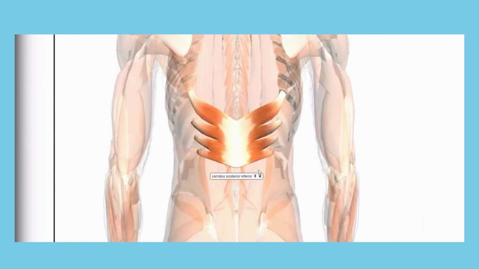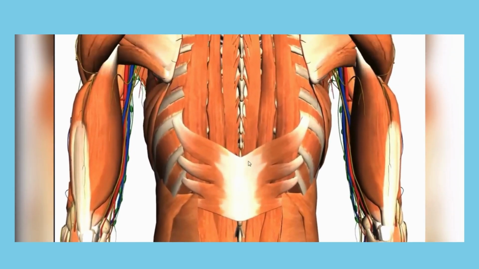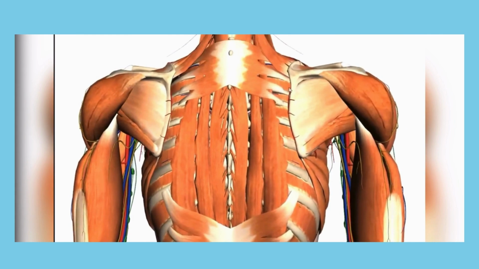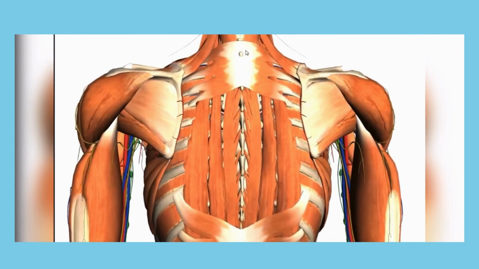As we know, the extrinsic muscles help to control the limbs and help in the respiratory movements, the intrinsic muscles help to control the vertebral column, as well as help to maintain the stability and posture of the back.